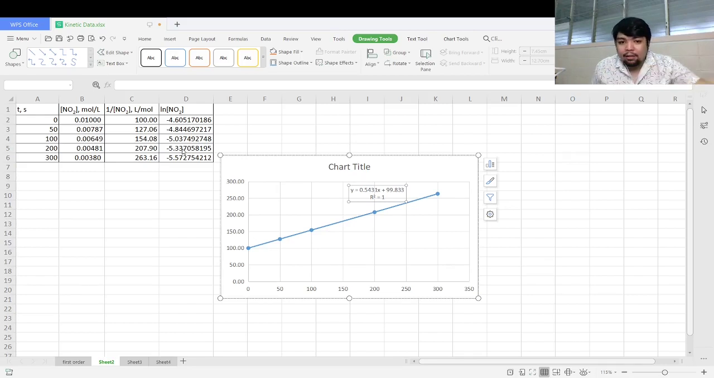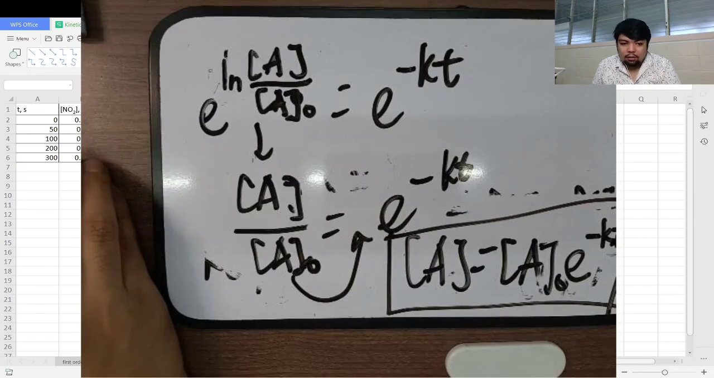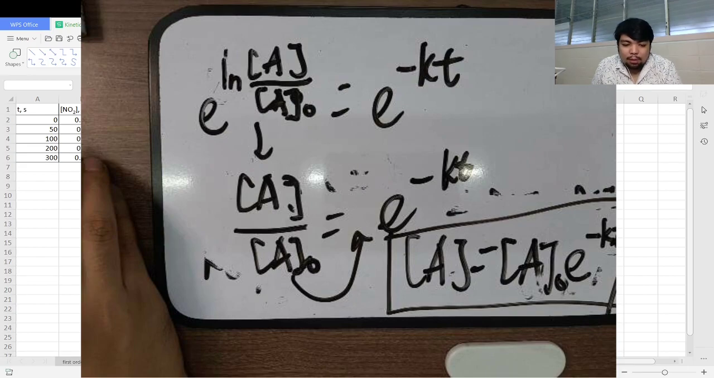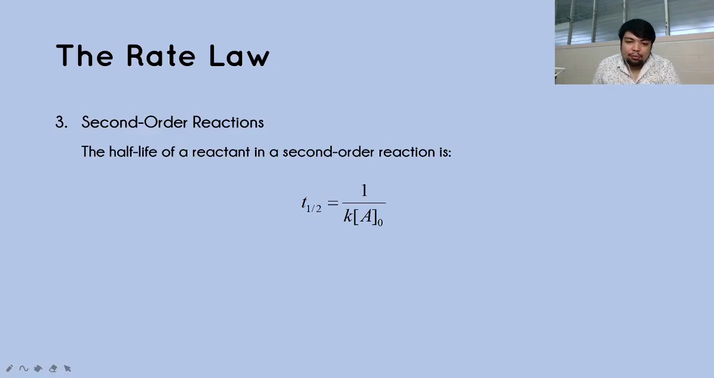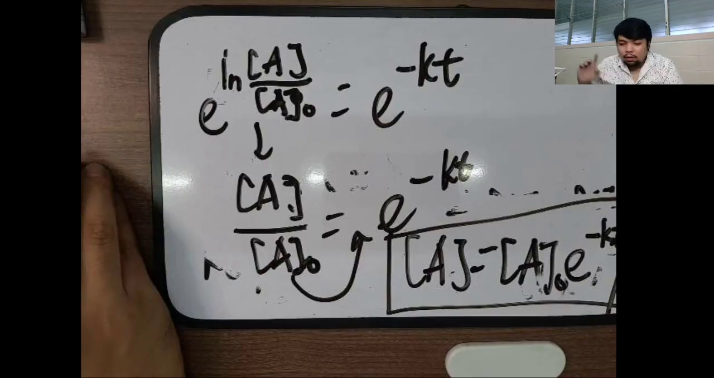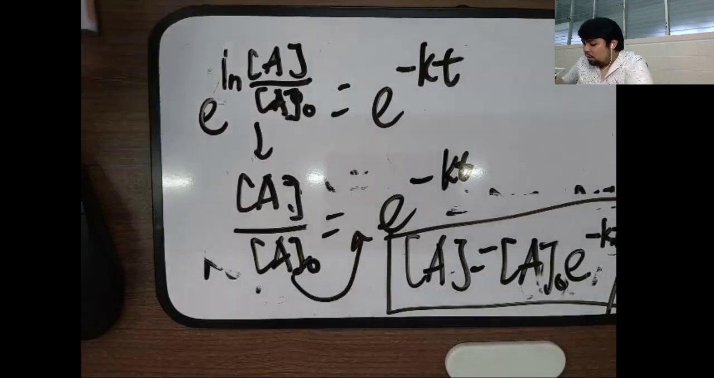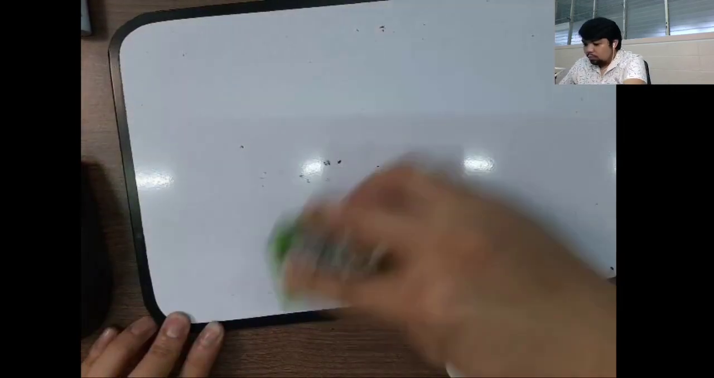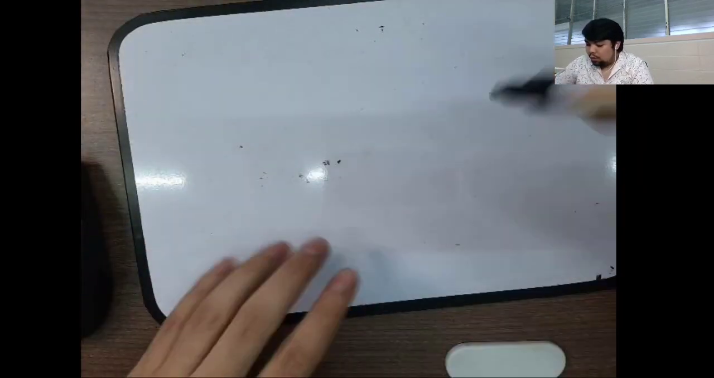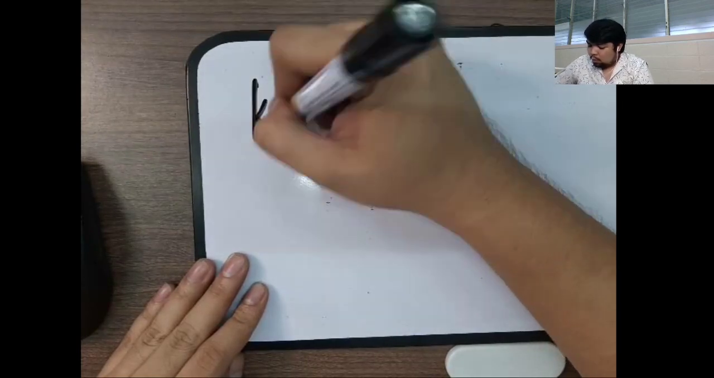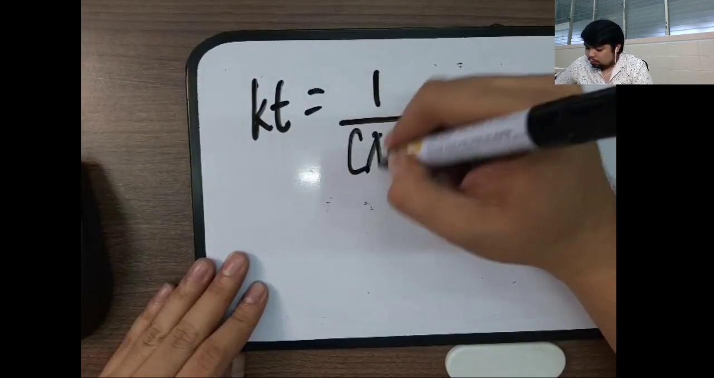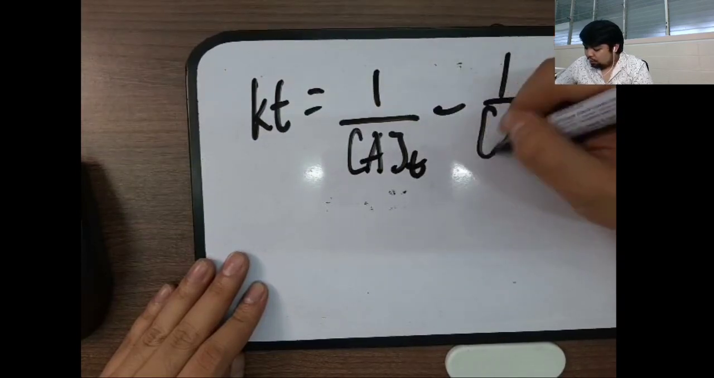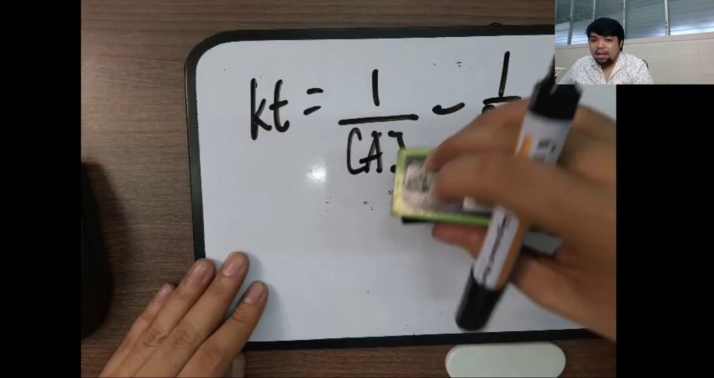So how is this obtained? So we go back. Sorry, it was not showing. This is the half-life, okay? Again, this is the half-life for a second order reaction. So how is this obtained? We go back to the equation for a second order reaction, which is 1 over A minus 1 over A null.